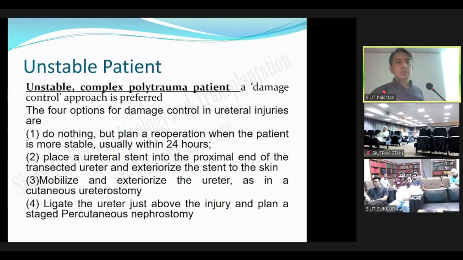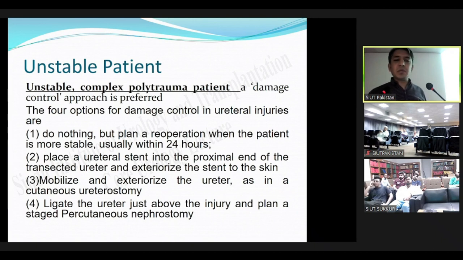Yes, Lakshmi. So that's important. If you are on call and they call you for a patient with ureteric injury, the first thing to look at is whether the patient is stable or unstable. If the patient is unstable, we can utilize these four options.